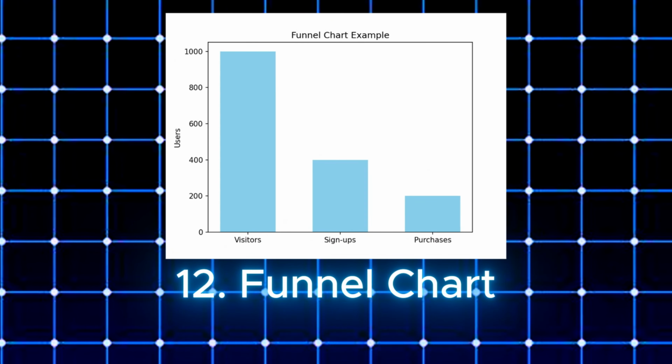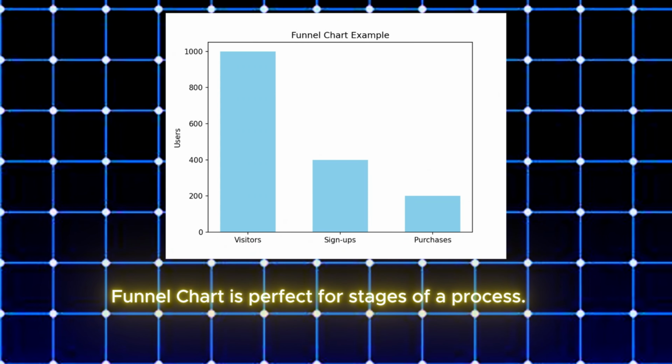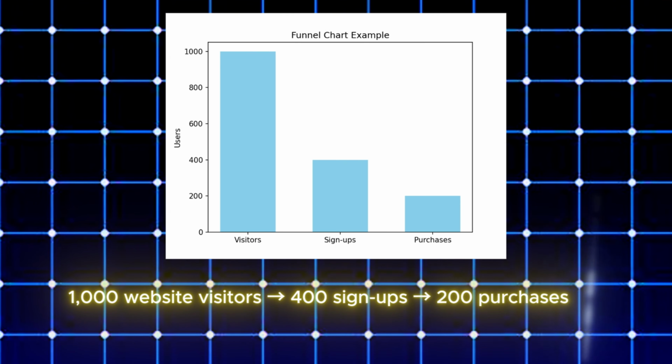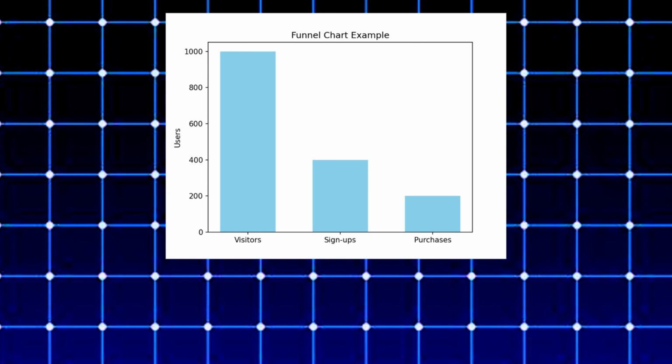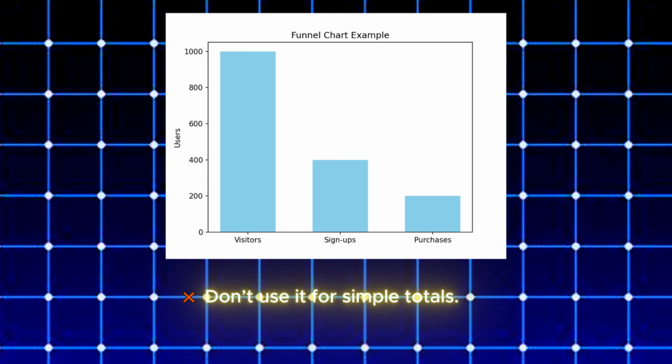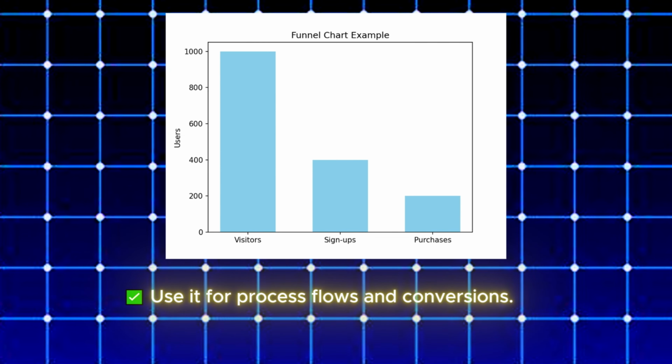Number 12, funnel chart. A funnel chart is perfect for stages of a process. Example, 1000 website visitors, 400 sign-ups, 200 purchases. Funnel shows where most people drop off. Don't use it for simple totals. Use it for process flows and conversions.